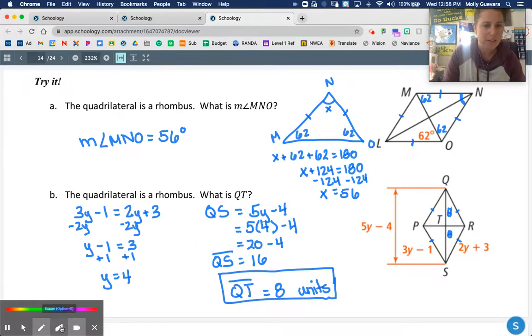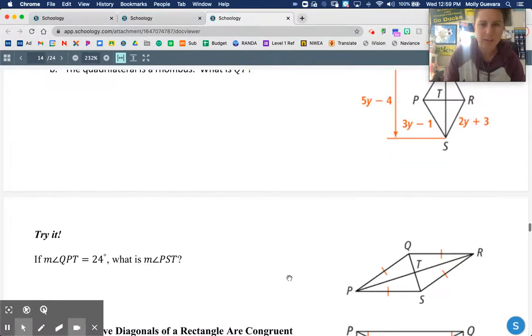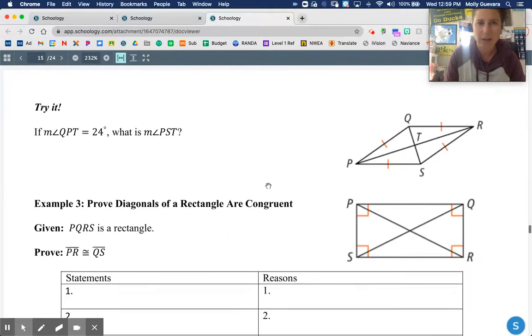Okay, we have another try it here for you guys. So let's scroll down and look. Here we have the measure. We're given that the measure of angle QPT is 24. So this right here is 24. What is the measure of PST? Okay, so again, work through, see if you can figure out all these different angles. Go ahead and hit pause on the video and try and figure it out. And then when you're ready, hit play and we'll look at it.